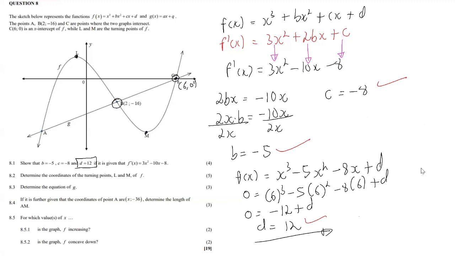Now they're asking us to determine the coordinates of the turning points. Remember, your turning points are the stationary points, the local maximum and the local minimum, L and M of graph f, right? So remember, we said that whenever we want to calculate the coordinates of the turning point, the first thing that we have to do is obviously find our derivative, but there's no need to do that because we've already been given the equation of the derivative function. So we're just going to copy it like that.